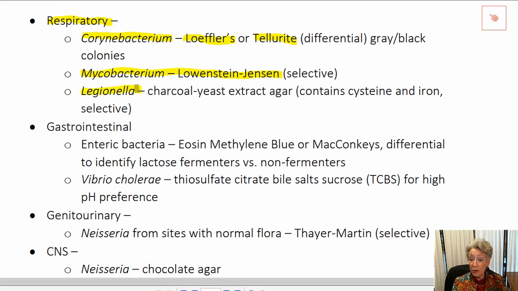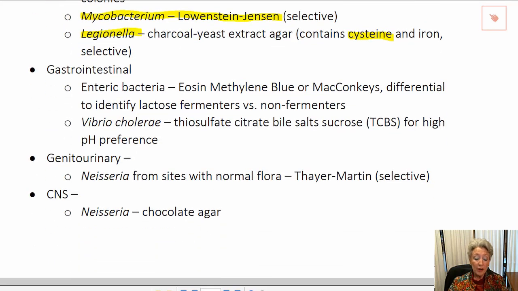Legionella is grown on charcoal yeast extract agar. That's an agar that contains cysteine and iron. And remember, Legionella is one of the sisters Ella.